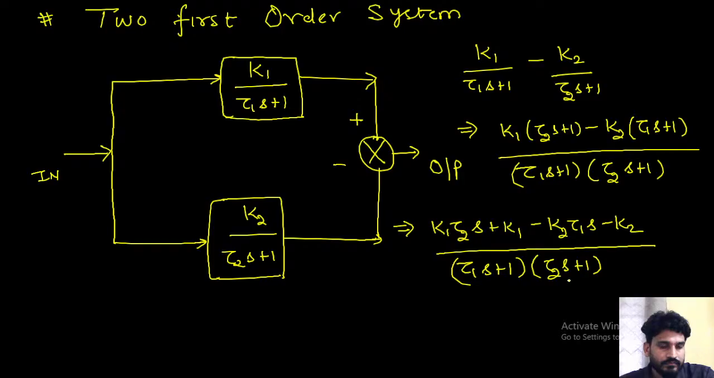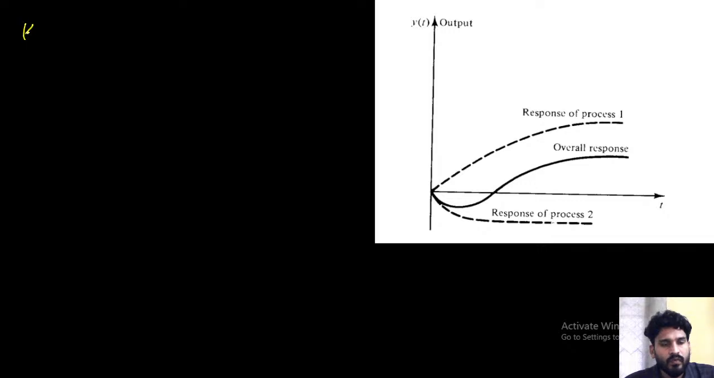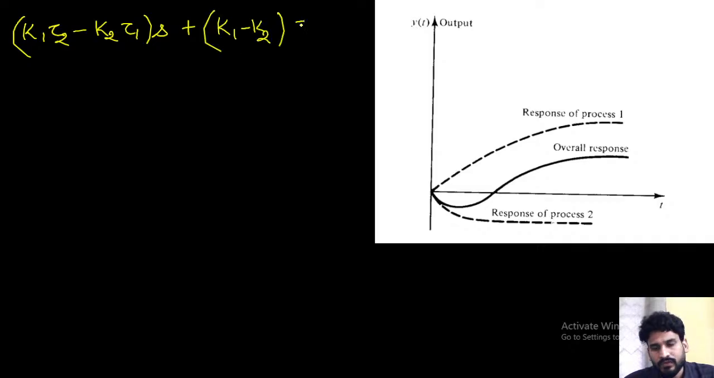Okay, clear. It is clear, guys. So this is my numerator. Again, we will do the same thing. Just write down the s term collectively. So I'll write this as k1 tau 2 minus k2 tau 1 into s plus k1 minus k2, and that is equal to 0 to find out the zeros.